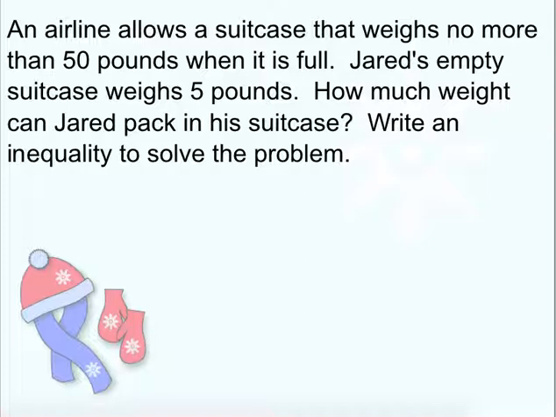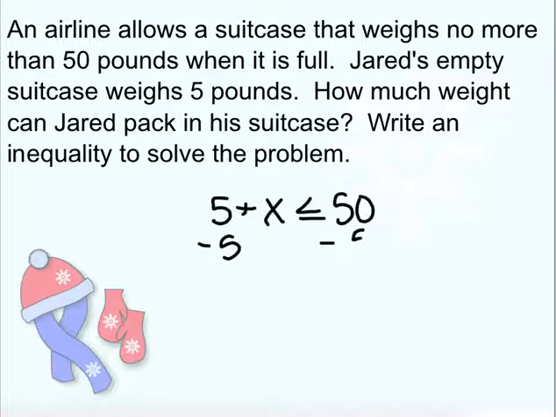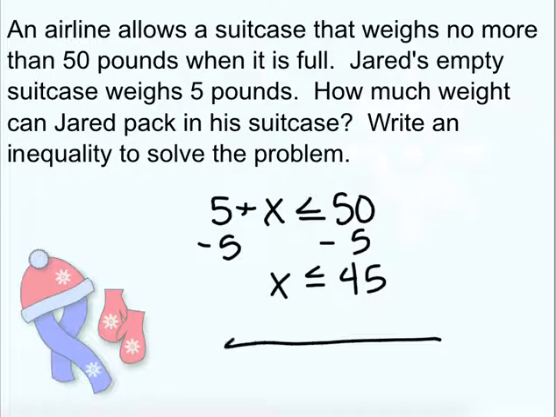Well, what we're saying is if we have this suitcase, which is already 5 pounds, he's going to add to that a certain amount of weight, but we know that overall that needs to be less than or equal to 50, because that's the limit on the airplane. So in order to solve this, we're going to subtract 5 and get that x needs to be less than or equal to 45. So that when we graph it, we're going to have a closed dot on 45 going to the left.